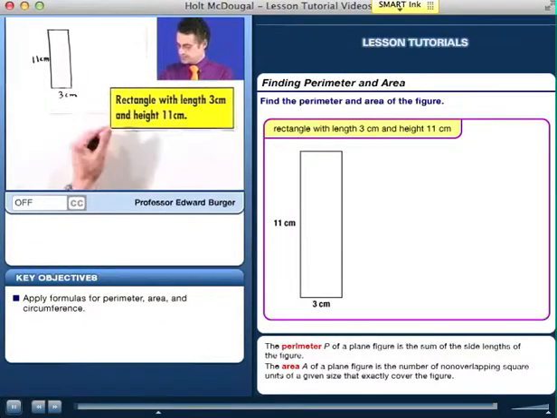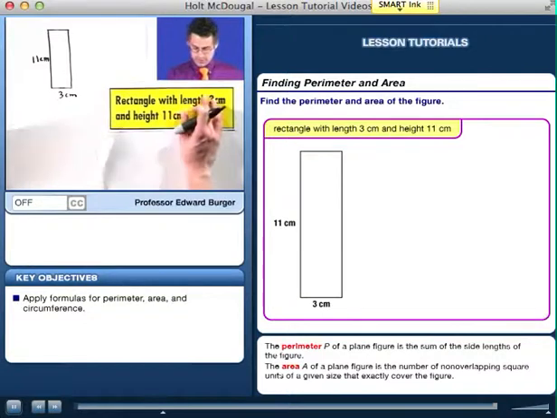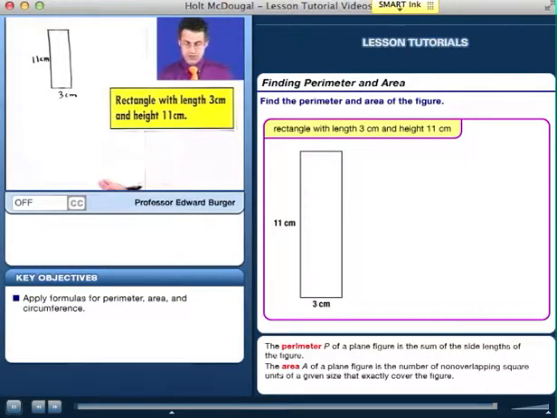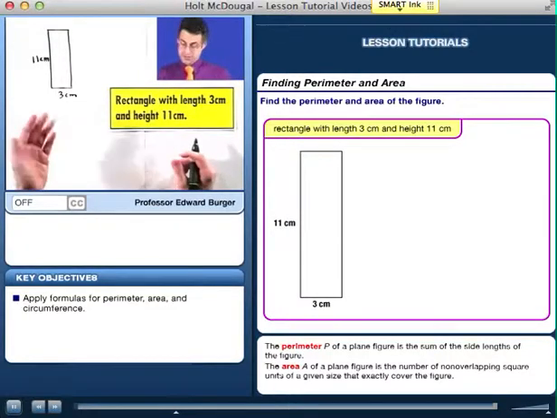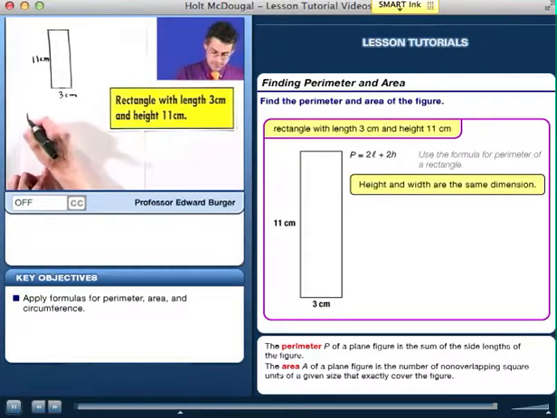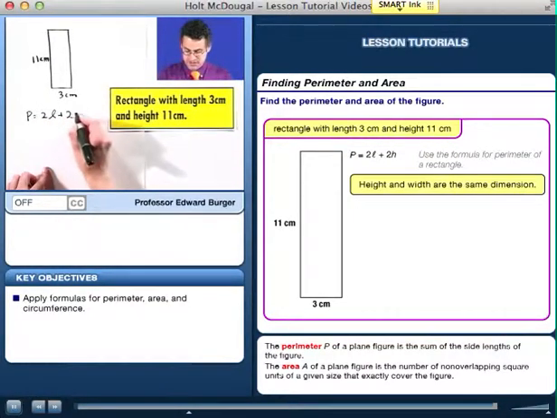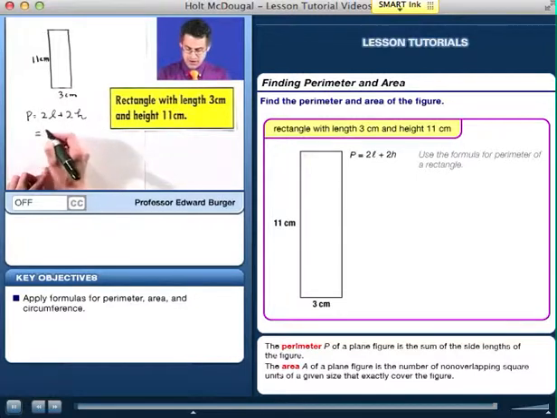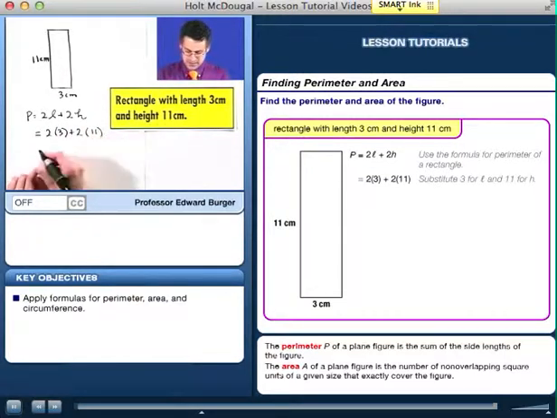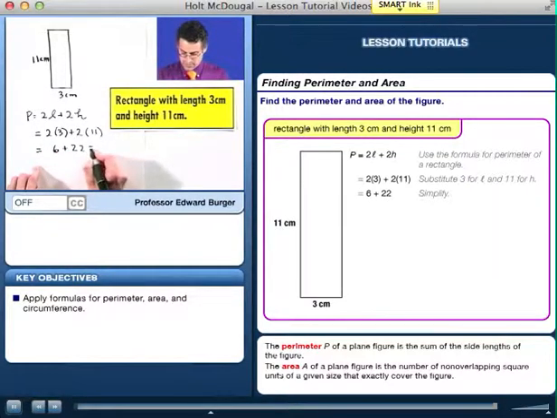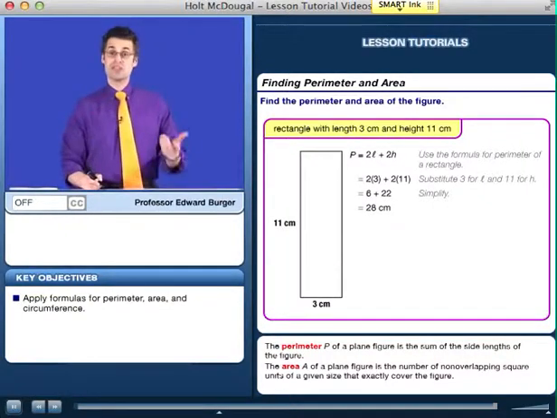Well, the perimeter, of course, we know the formula for that is 2 times the length plus 2 times the height. So the perimeter equals 2 times the length plus 2 times the height. And since we know that the length is 3 and the height is 11, this equals 6 plus 22, which equals 28 centimeters. Those are the units, so the perimeter is 28.